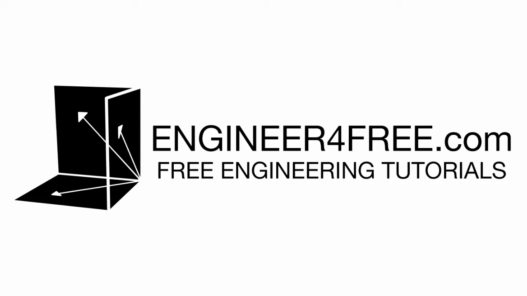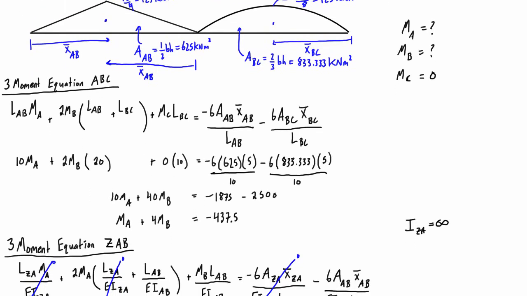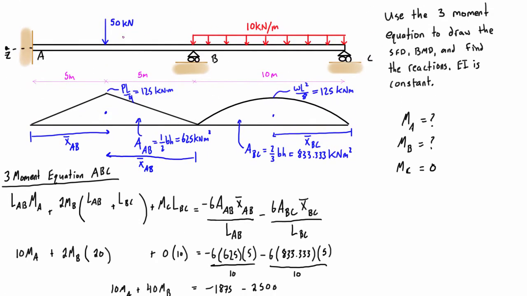Alright guys, welcome back. This is part 2 of this example where we're using the 3-moment equation to draw the shear force diagram, bending moment diagram, and find the reactions for this statically indeterminate beam with a rigid connection. Just going to pick up right where we left off. We did the 3-moment equation for span ABC.